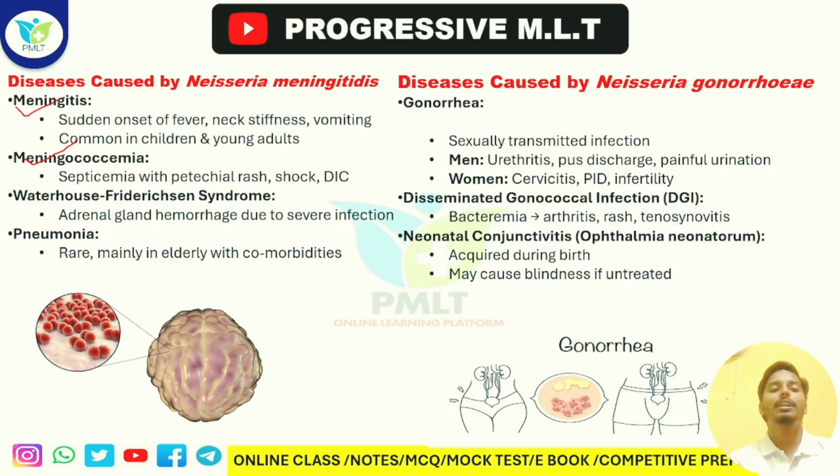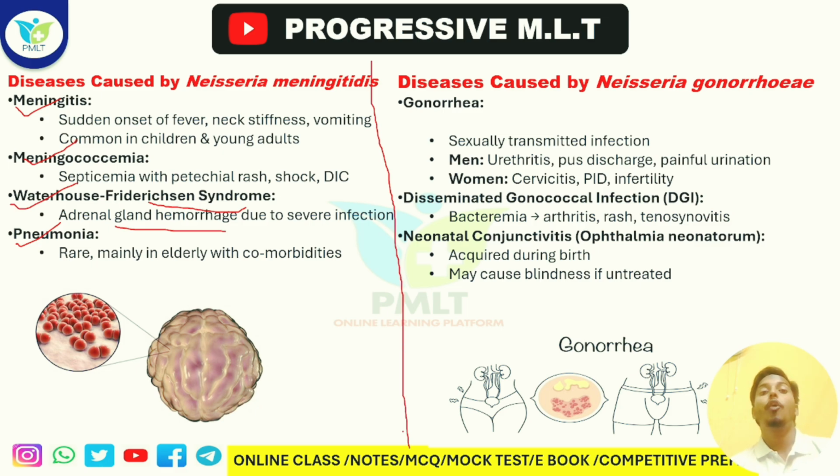After that, Waterhouse-Friderichsen syndrome, it is also one type of syndrome. Hemorrhage basically happens in the adrenal gland. Got it? After that, pneumonia might also occur, though it is very rare with Neisseria meningitidis. Okay, that's all about Neisseria meningitidis, or we can say meningitis. You might find the diplococci in the particular meninges layer of the brain.